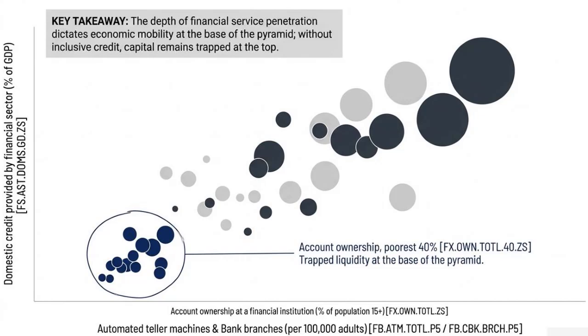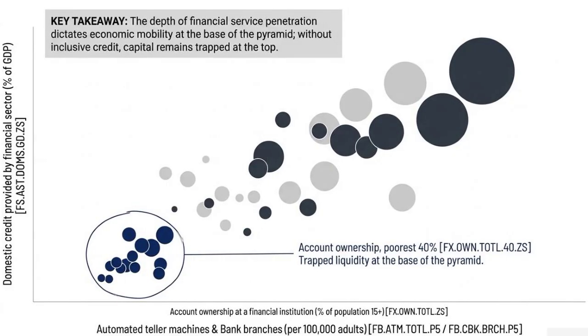We don't just look at total account ownership, because that average can be artificially inflated by the wealthy middle class holding multiple accounts. Oh, sure. We must isolate the specific metric for account ownership among the poorest 40% of the population. Let's explore why that specific segment matters so much.